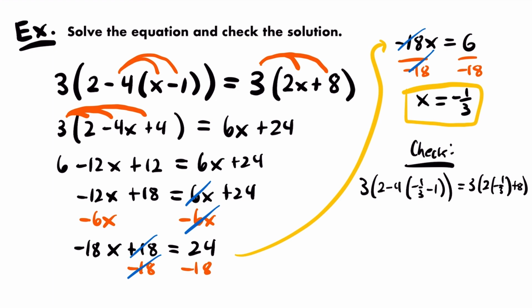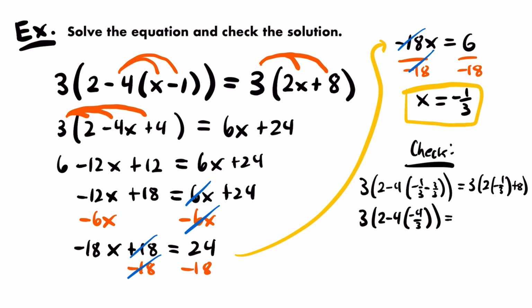All right, now simplifying, starting with what's inside the parentheses, we have negative 1/3 minus 1. You could rewrite that 1 to be in terms of thirds. It would be 3 divided by 3. I'm just going to do that right here. You would really have negative 1/3 minus 3/3. So now we have a common denominator, which means you could combine the numerators. Negative 1 minus 3 is a negative 4. So we have 3 times 2 minus 4 times negative 4/3.